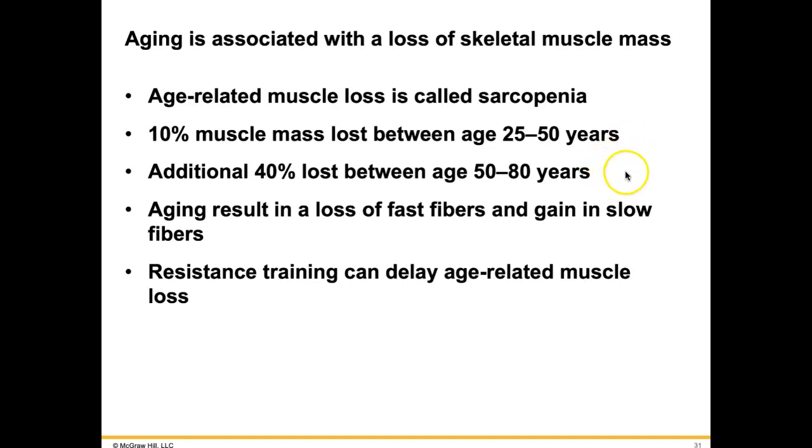And we see an additional 40% loss of muscle between the ages of 50 and 80 years. Aging is a result of the loss in those fast muscle fibers, and we gain slow twitch muscle fibers. And then, as we said, resistance training is important so that we put the stress on those muscle fibers and it can delay age-related muscle loss.